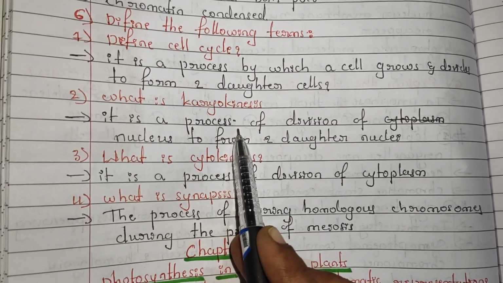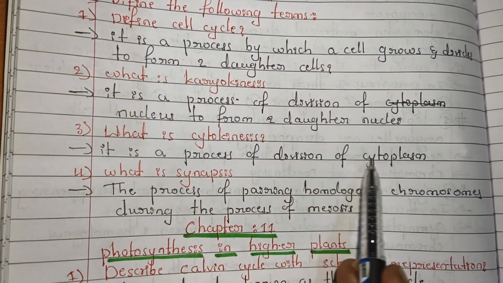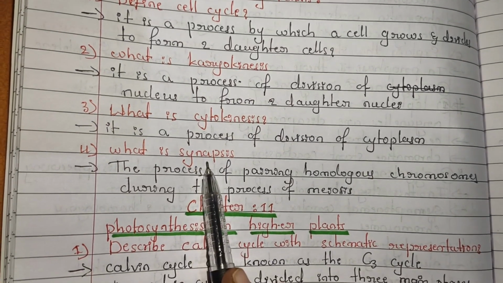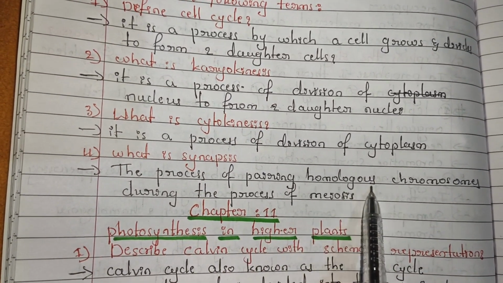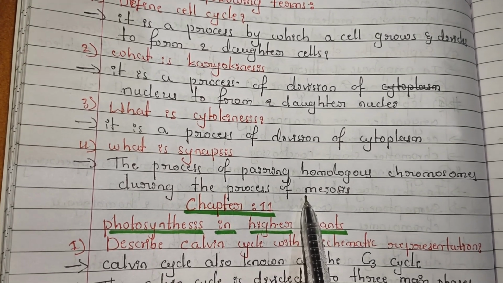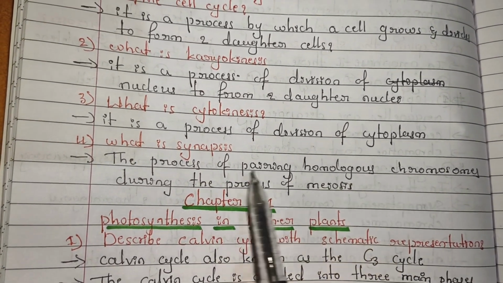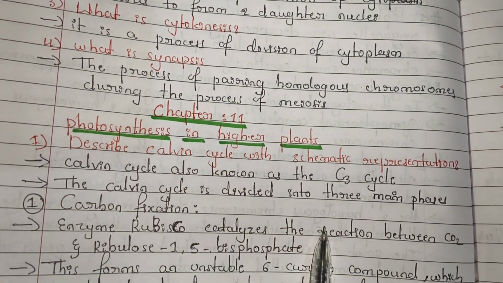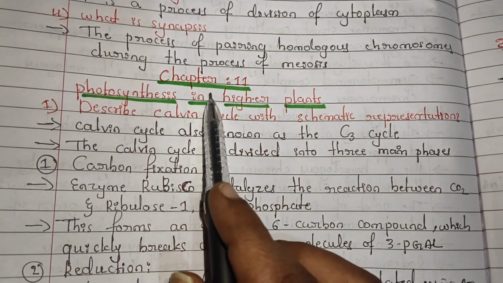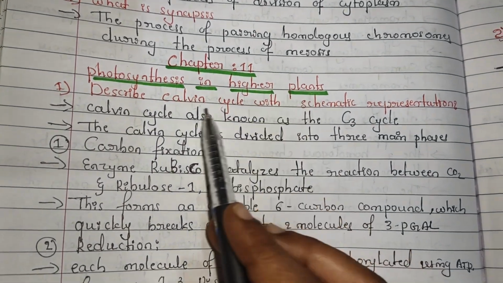Karyokinesis means nucleus division. Next, what is cytokinesis? Cytokinesis means division of cytoplasm. Synapsis means the homologous chromosomes start crossing over, and that is what we call synapsis, or pairing of the homologous chromosomes. Next is chapter number 11, photosynthesis in higher plants.